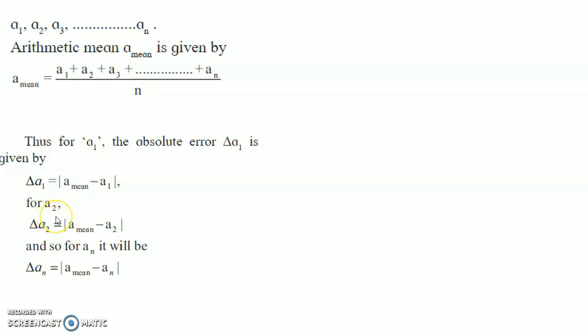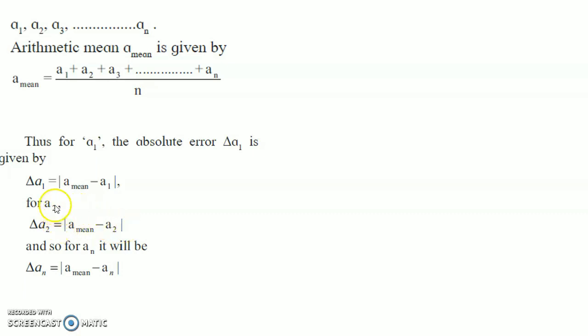For the second reading, the absolute error in calculation of the second reading, that is A2, will be denoted by delta A2, and it is equal to modulus of A mean, the most correct value out of all of these, minus the second reading. This modulus sign indicates that even when we subtract and the answer comes out negative, we still take it as positive because we just want the difference. We don't care if it is positive or negative.